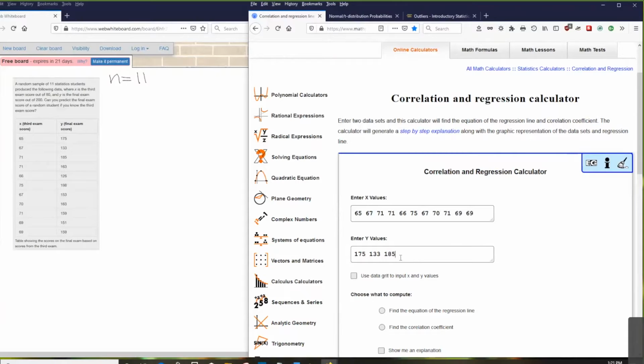133, 185, 163, 126, 198, 153, 163, 159, 151, 159.